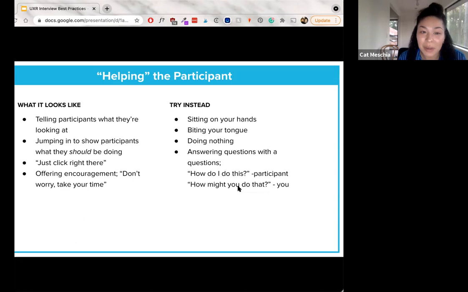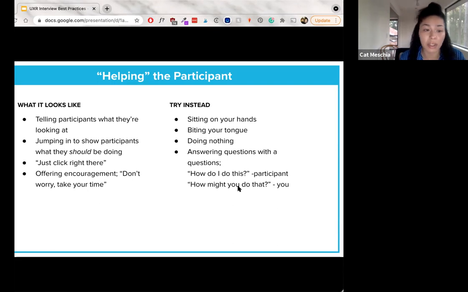So another common pitfall is helping the participant. This one feels very innocuous. A lot of times we can brush it off as, oh, it didn't really do anything. But as researchers, we have to understand that everything we do has to be intentional. Otherwise, it does affect the data that we collect.